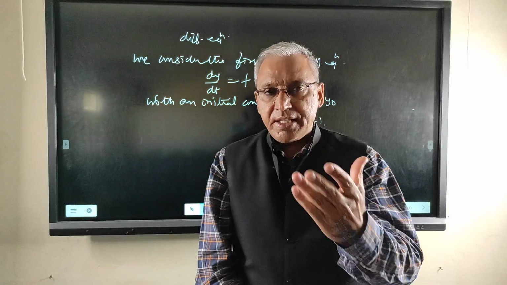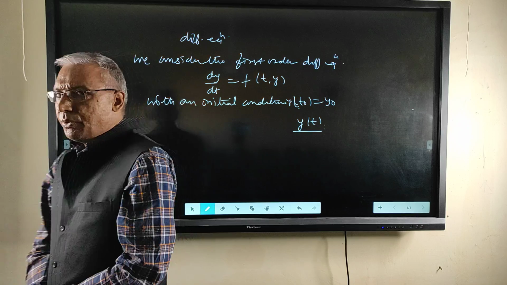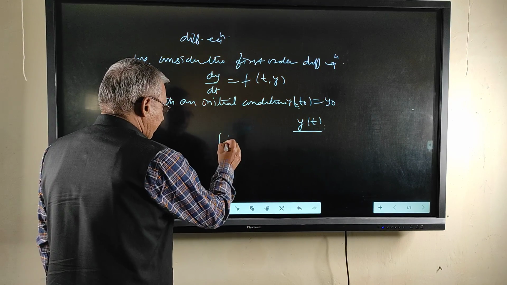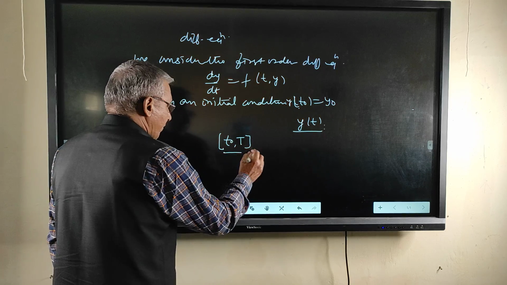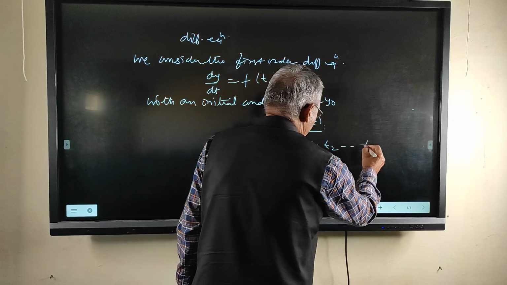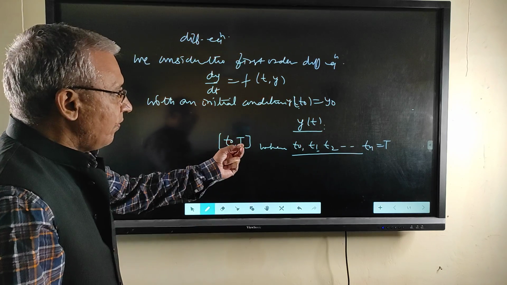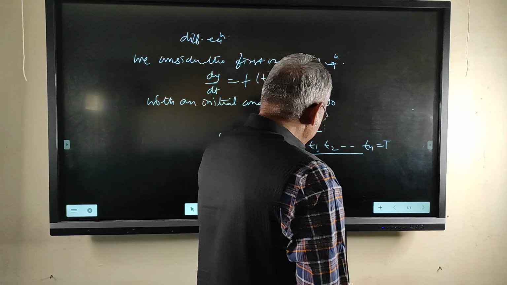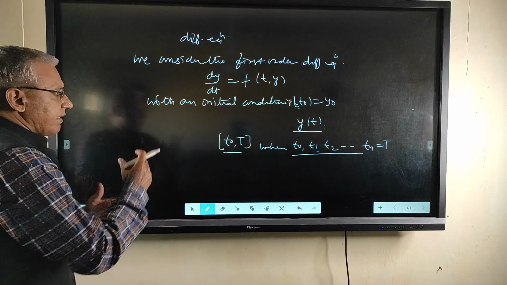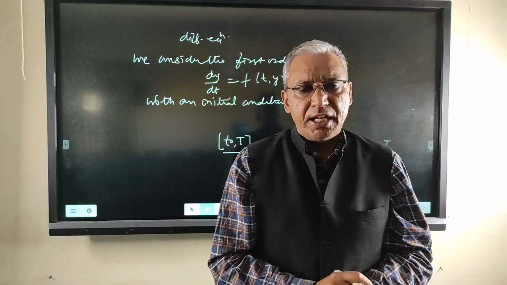While seeking a numerical solution of this initial value problem, we compute the value of y at the base points in the interval. Suppose the interval is t0 to T, where the points are t0, t1, t2 and so on, tn equals capital T. So we calculate the value of y at the different base points of t. This discussion can be described as follows.